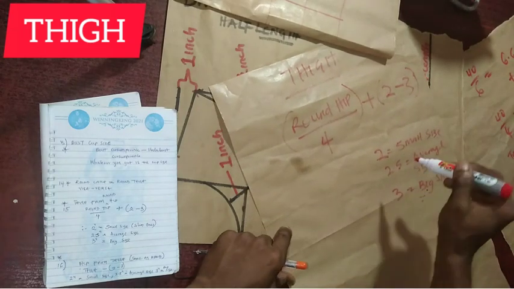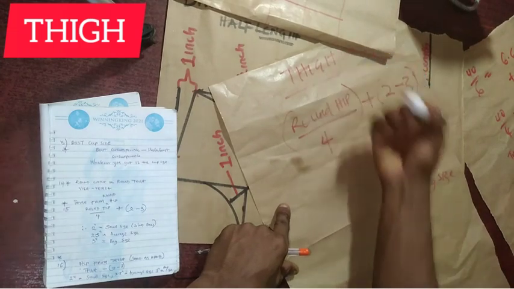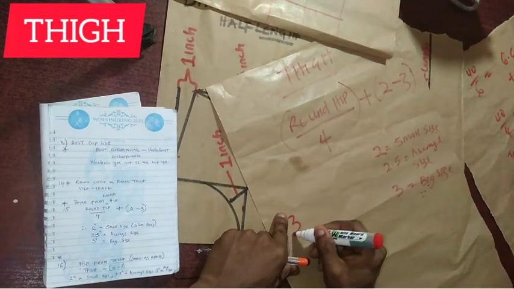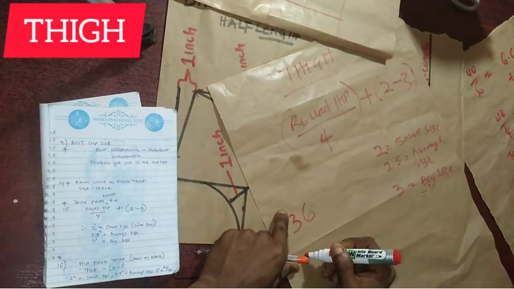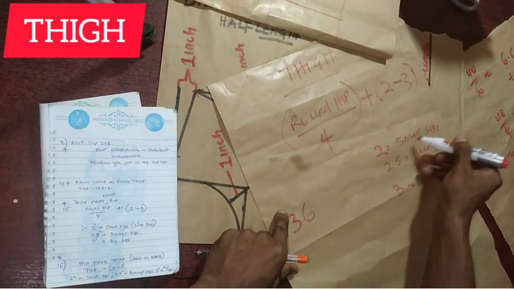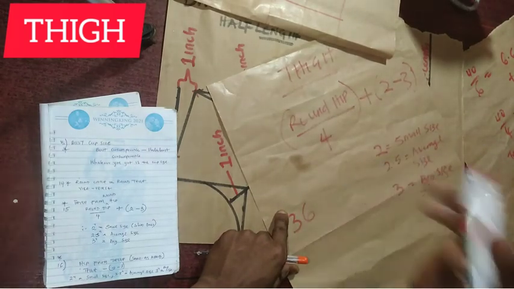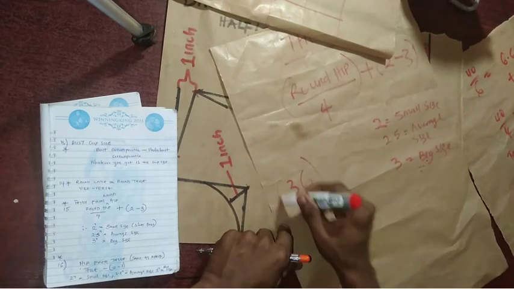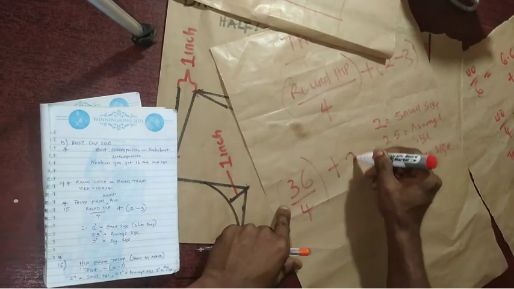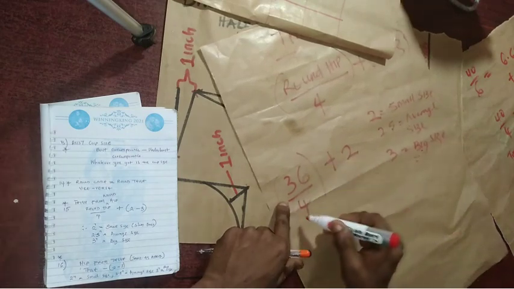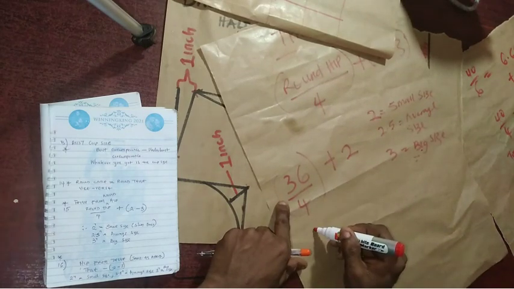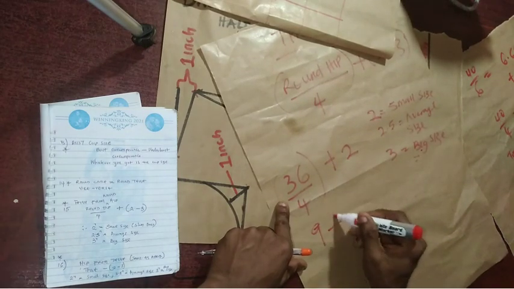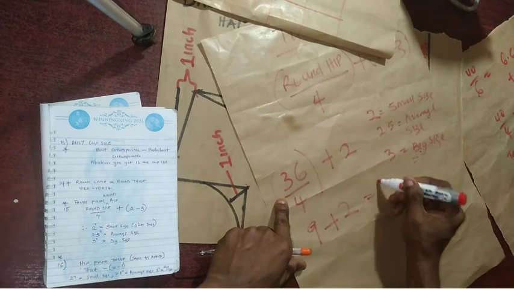So let's say, for a small size, to get the thigh from the hip. Now let's say the hip of the person is 36. Do you understand? To get the thigh, all we are going to do is 36 divided by 4 plus 2 inches. So 36 divided by 4 gives us 9 inches, plus 2 inches, which gives us 11.